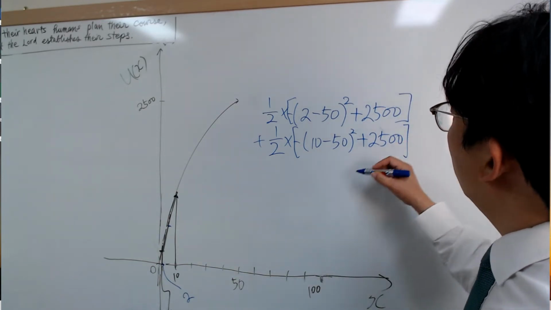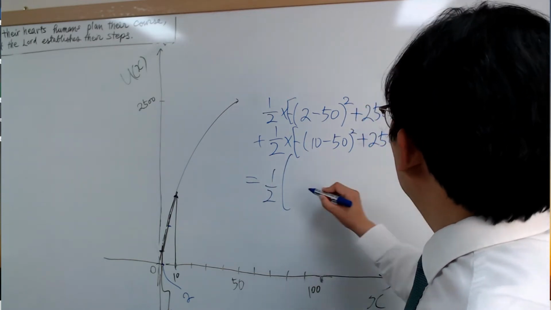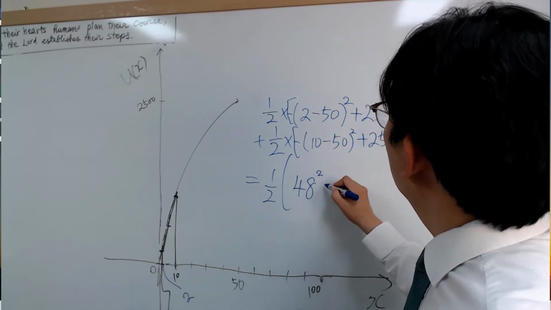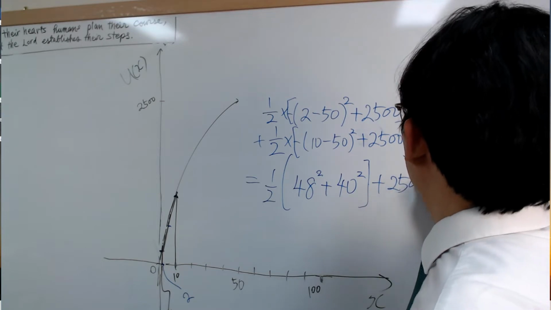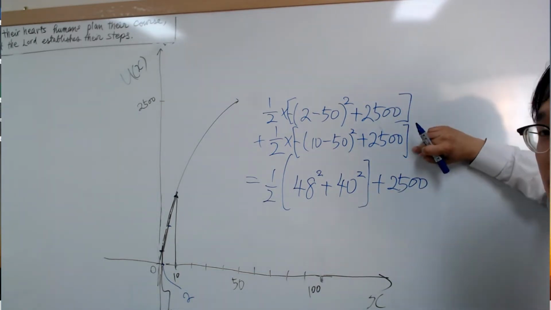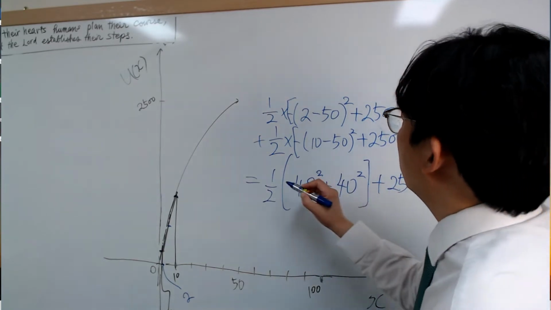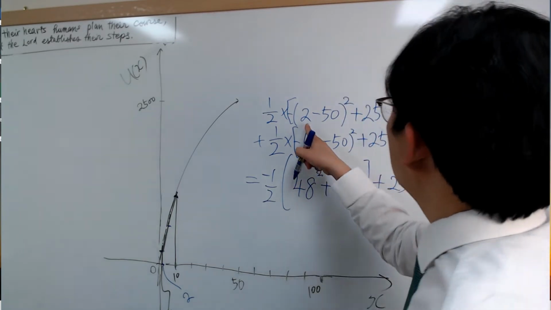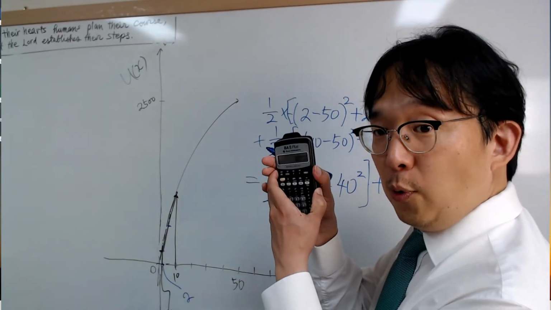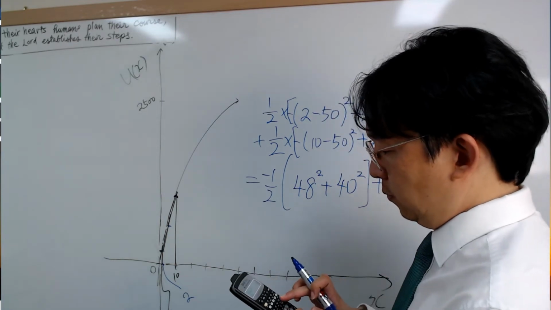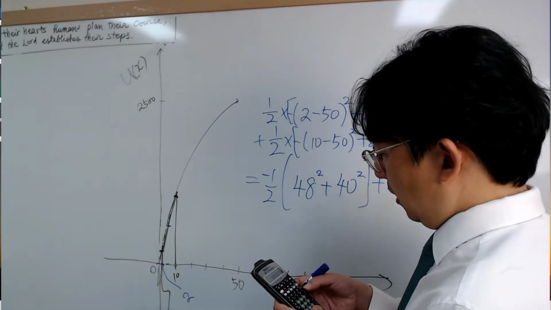And if you add these two, what would you get? Well, it's going to be 48 squared plus 40 squared plus 2500. You know, this 2500, half and half, add up to be the same one like this. Make sense? What you have to care about is this one, actually. This minus sign has to go out. And then that's 48 squared, 40 squared. I need a calculator at this point, right? Punch in 48 squared plus 40 squared. That's 1600. Make sense? And then split into 2.